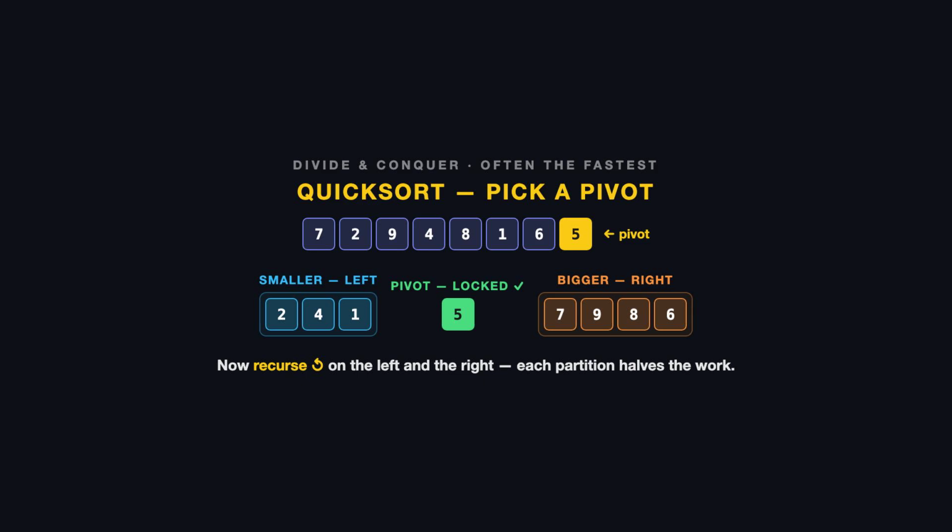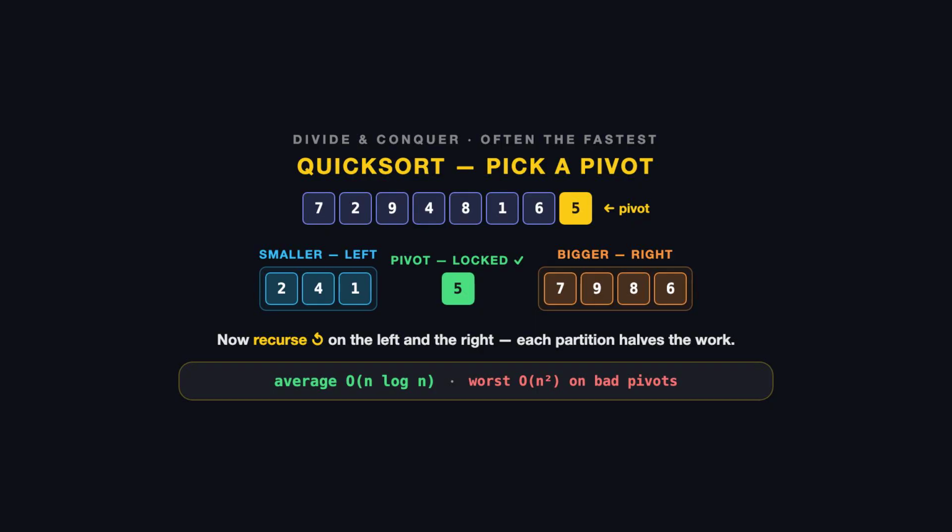On average, each partition splits the work roughly in half, so again, about log n levels of n work each. O of n log n on average.